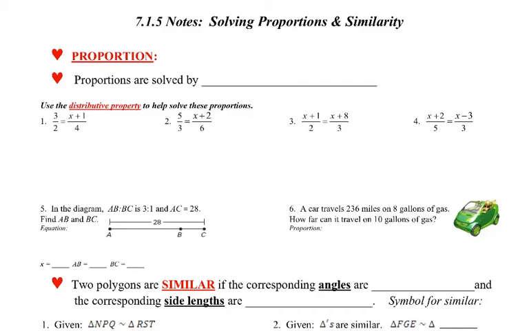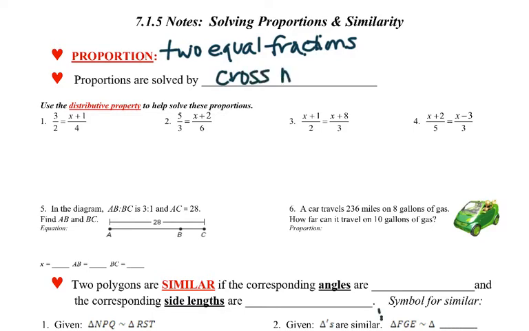So now we are moving on from ratios to solving proportions. And we know that proportions are two equal ratios or two equal fractions. And we know that proportions are solved by good old-fashioned cross-multiplying. But here's the thing. We kind of did the easy cross-multiply problems yesterday. And so now we're going to move on to what I call chunky cross-multiplying problems.